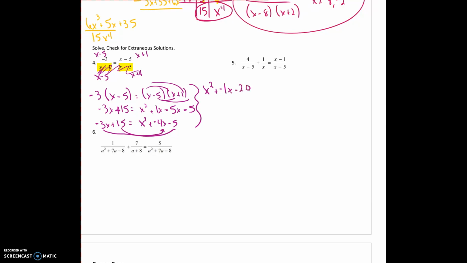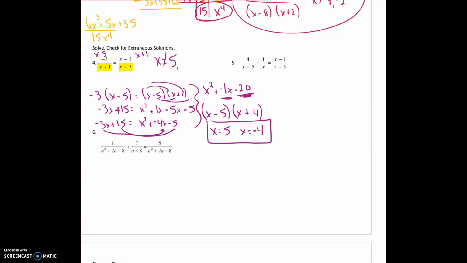And then this is easy factoring. Factors of negative 20 that get me to negative 1 are a 5 and a 4. And I will need to make the 5 negative. And then I'll solve. My answers are x equals 5 and x equals negative 4. So this is where I need to check for extraneous solutions. So I'm going to go back up here and erase what I scribbled out. My denominator can never be 5 and negative 1. And if you notice, this is one of my things it can't be.